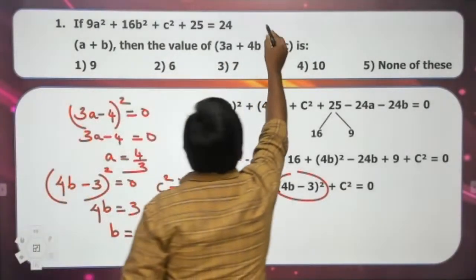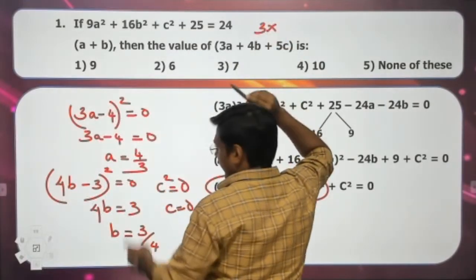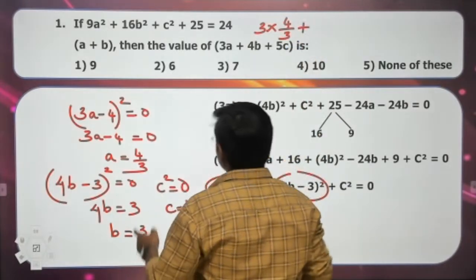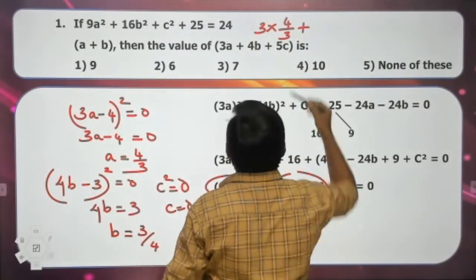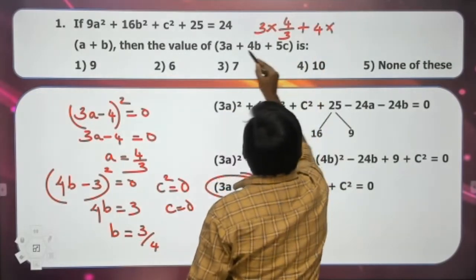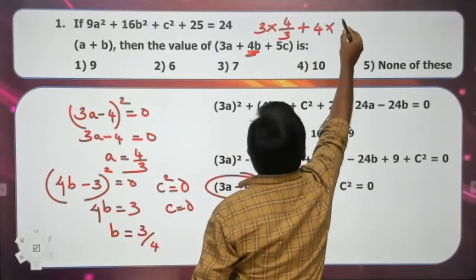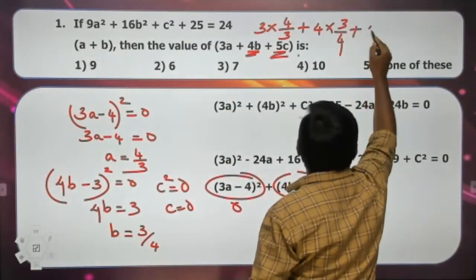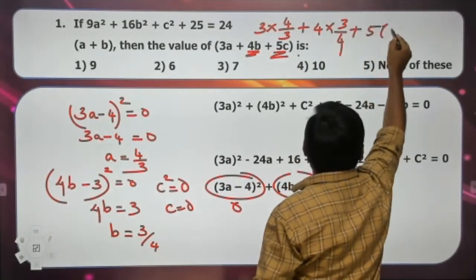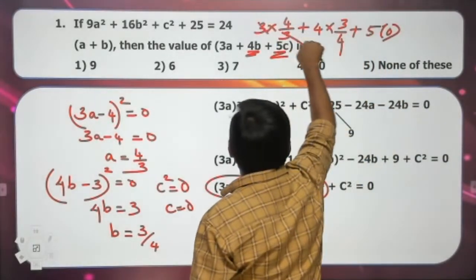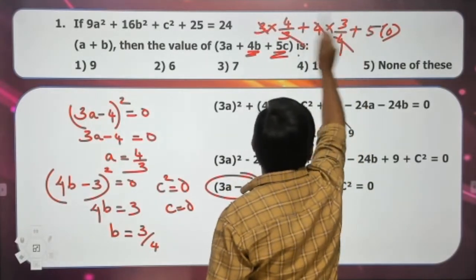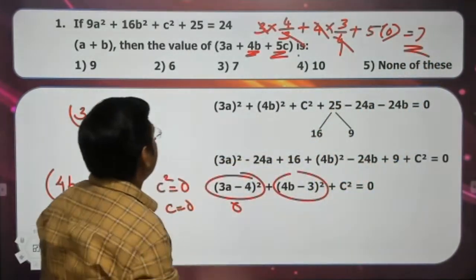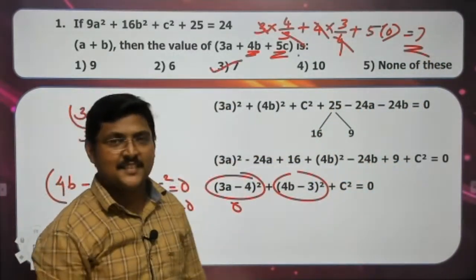As a result, 3 into a, that is 4 by 3, right? So 4 by 3 plus, next it is 4b, right? So 4 into, instead of b we write 3 by 4, plus, next 5c. So 5 into c, we know that it is 0, 5 into 0. On cancelling, 3 and 3 cancel and 4 and 4 cancel. So 4 plus 3 is 7, 7 plus 0. So the final answer for this question is option number 3, 7.